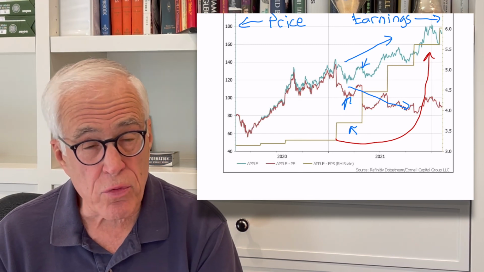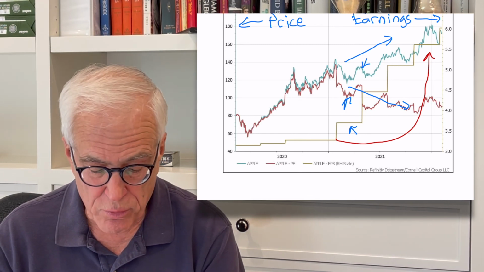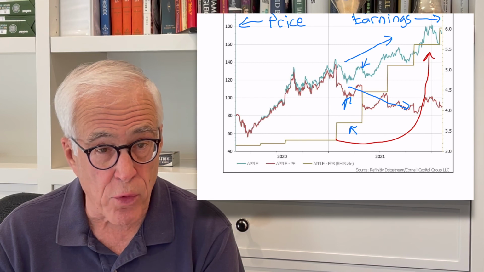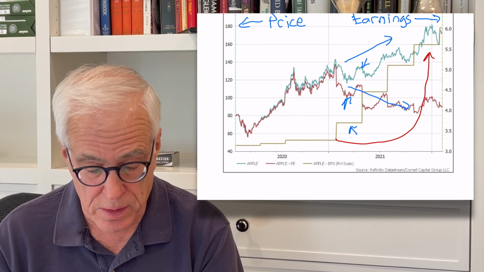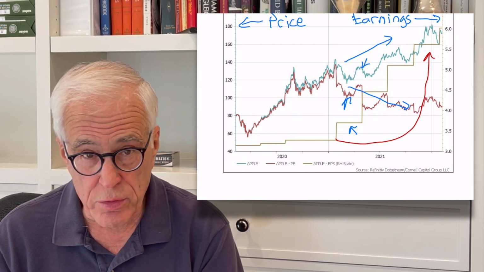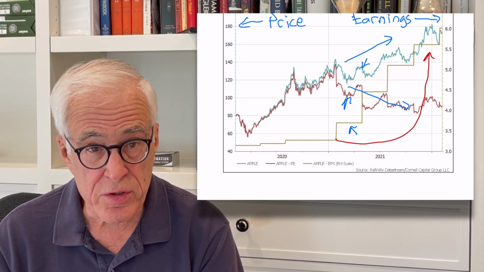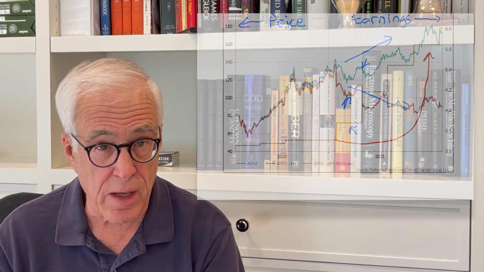At any rate, you can draw your own conclusions. But graphs like this that break down the performance into the multiple and the earnings performance are a real useful tool in understanding the historical movement in the price of a common stock.